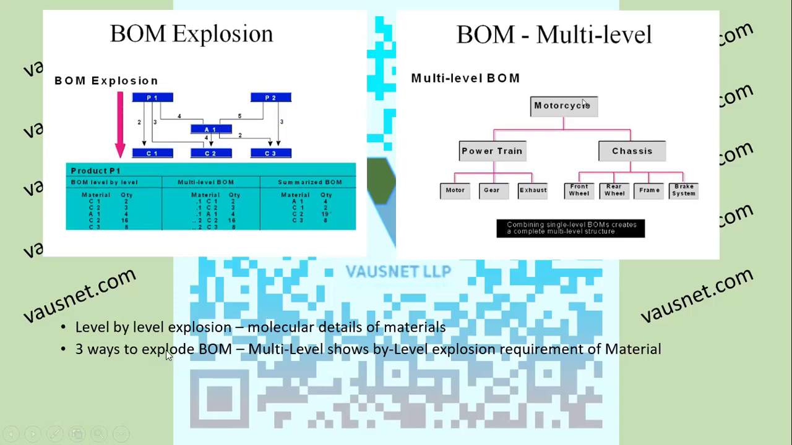So there are three ways to explode. Multi-level: multi-level bills of material actually shows level by level. How is that? If we look at this over here, at level 1, we need a material called C1. At level 1, we need C2. At level 1, we need A1. So at level 1, we are looking at various materials, and then comes level 2, which requires material components in various quantity. That is multi-level BOM explosion.